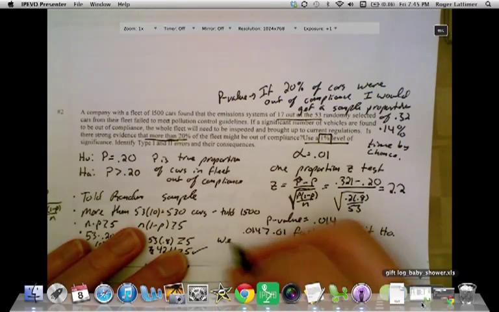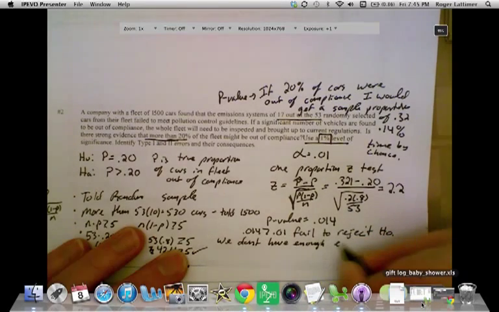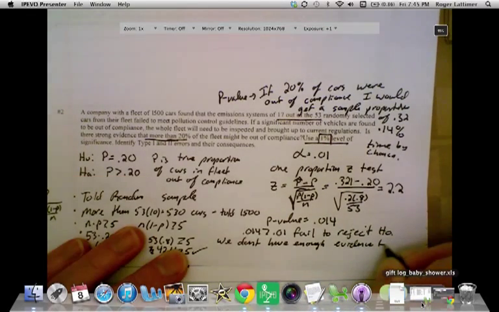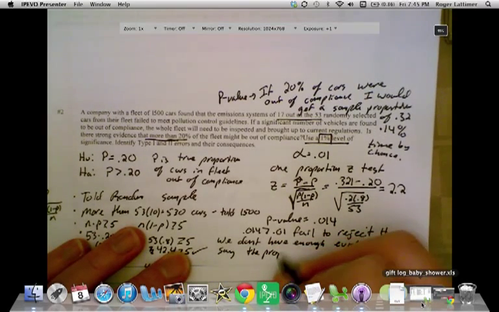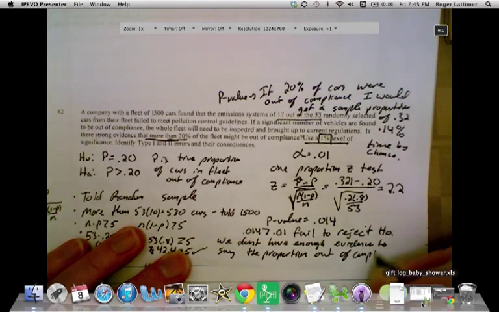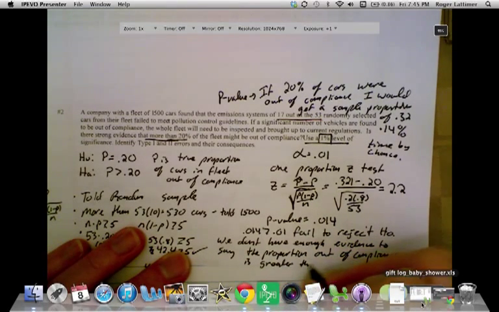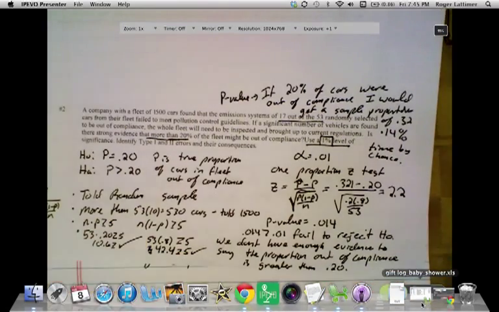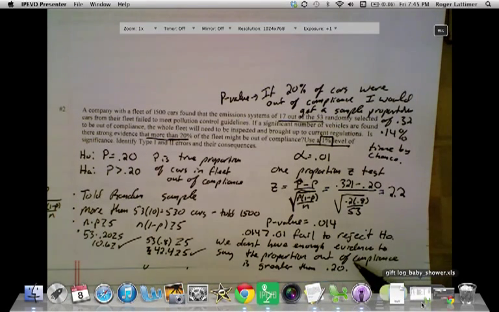We don't have enough evidence to say the proportion out of compliance is greater than 0.2. All right, and so there you go. Now, we wanted strong evidence. What type of error could I have made? Well, I could have made a type 2 error because I failed to reject that null hypothesis.